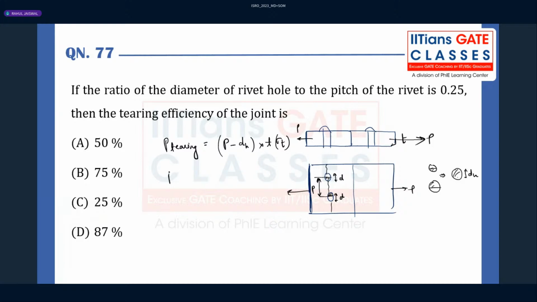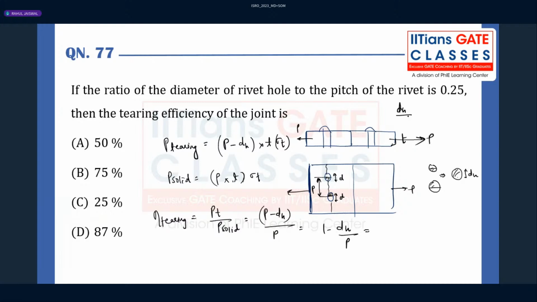What about the solid plate strength when there was no rivet hole in that? So that is nothing but pitch into what? What we have formula? Pitch into thickness into sigma t. So tearing efficiency is nothing but tearing strength Pt divided by what? P of solid. So that is nothing but (p minus dh) divided by p. So we can write 1 minus dh divided by p.